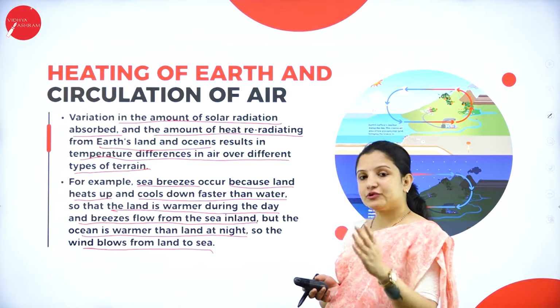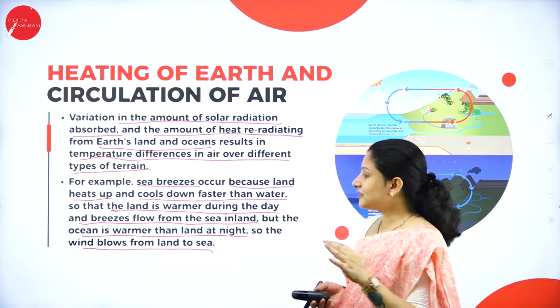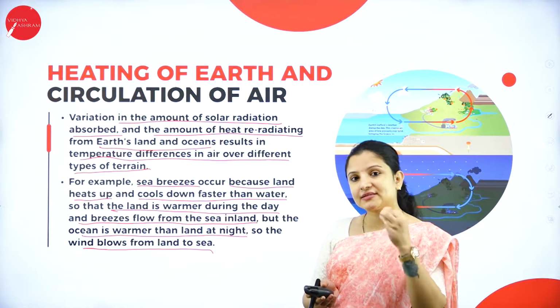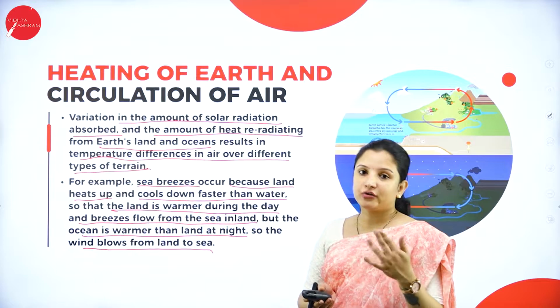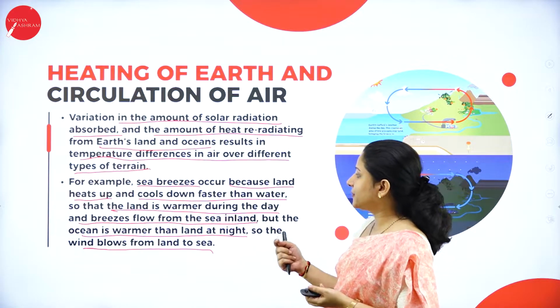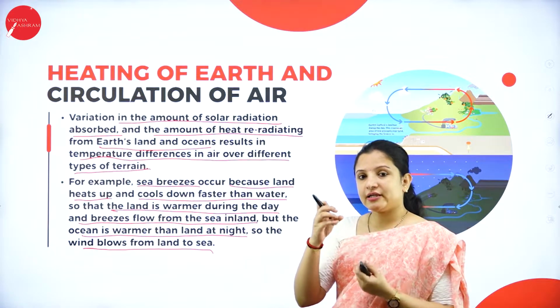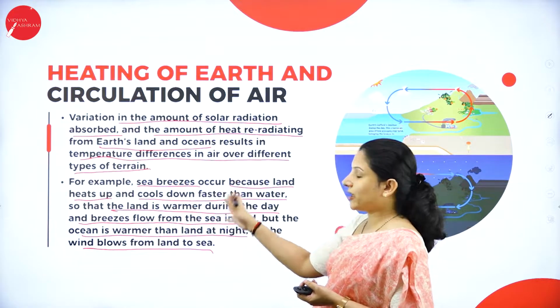So therefore the absorption of the heat during the day by the land results in the blowing of the wind from the land to the sea, which makes the land warmer during the day and the sea warmer during the night. So that is why it actually occurs. So this is one of the examples of how the terrain changes things. Here we have taken two terrains, one is land and one is sea.